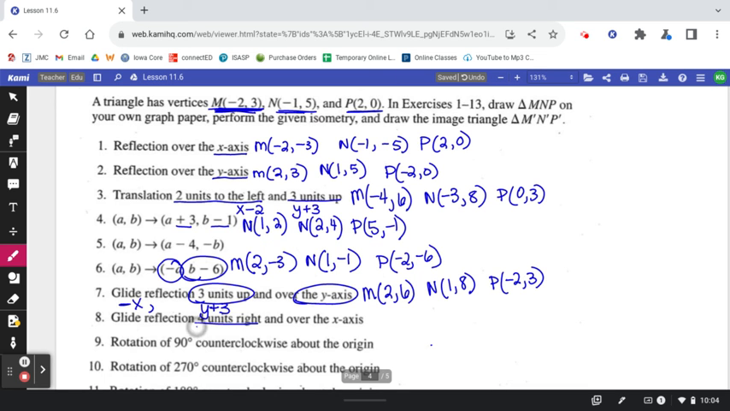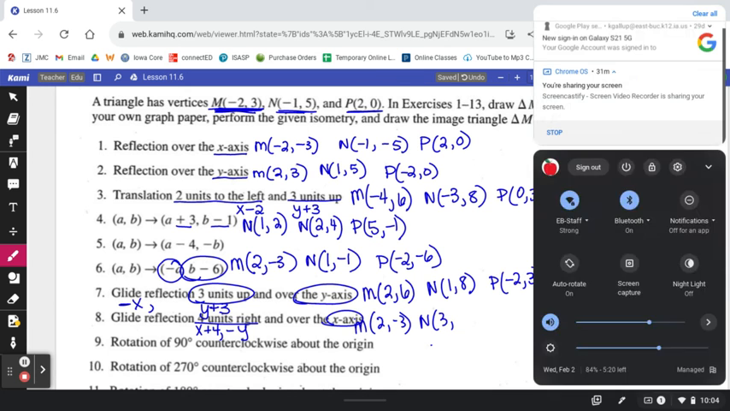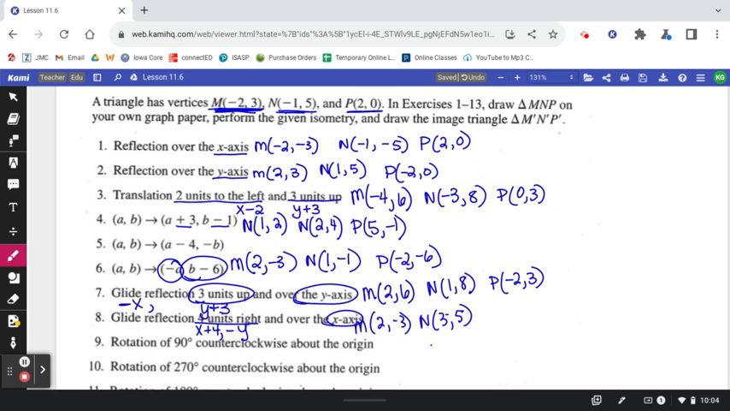On this one, 4 units right is going to affect my X term, and then over the x-axis will affect my Y term. So for the M, I have -2 plus 4 is +2, and it was a +3, so I'm going to change it to -3. For the N, -1 plus 4 is 3, and it was a +5, so I'm going to change it to a -5. And for the P, 2 plus 4 is 6, and I can't really change it to a -0, so I'm just going to leave it as 0.